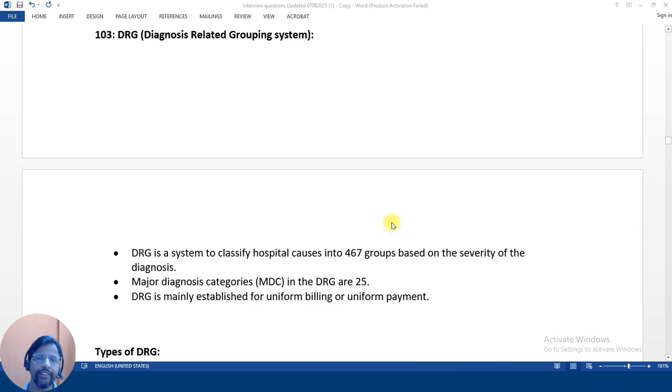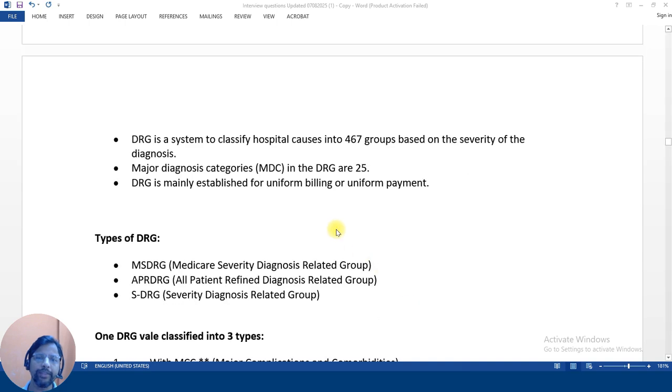Okay. Next one is, what is DRG? So this is very important. As we have discussed previously, DRG is the heart of the inpatient record. Okay. So the DRG system is to classify hospital cases into 467 groups based on the severity of the diagnosis. So basically, based on the severity of the patient's diagnosis, we have 467 groups. If you want to learn these 467 groups, please mention it in the comment section of this video. Okay. And we have major diagnosis categories, MDCs, in the DRGs, which are 25.